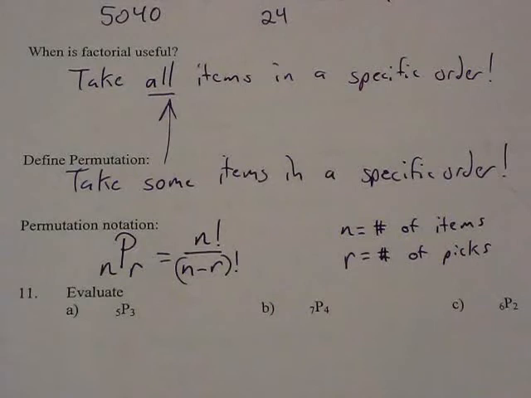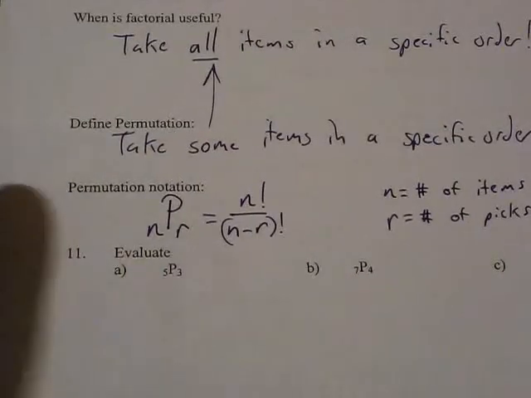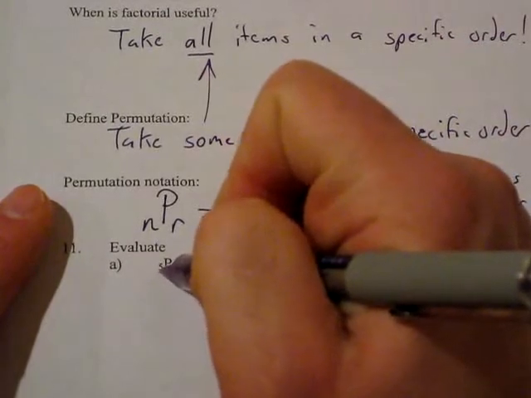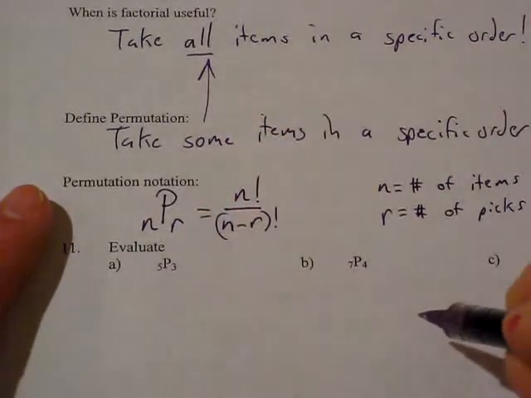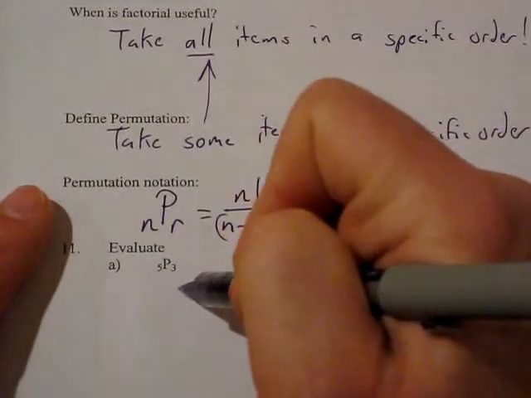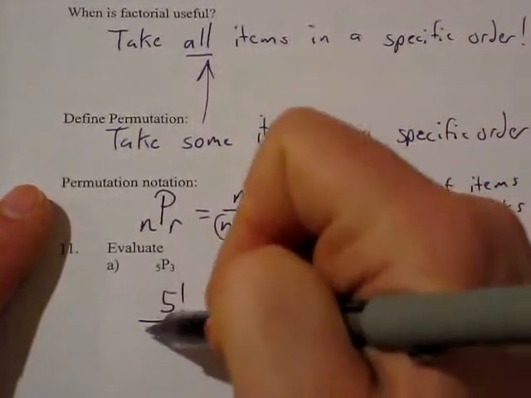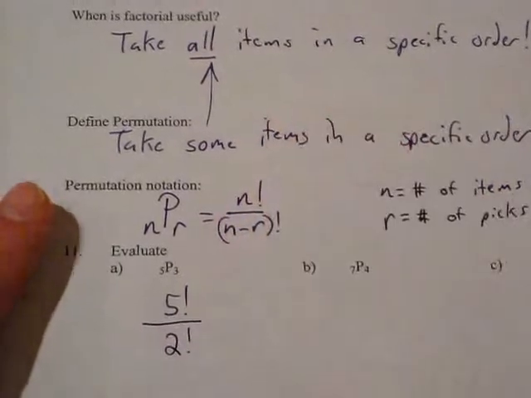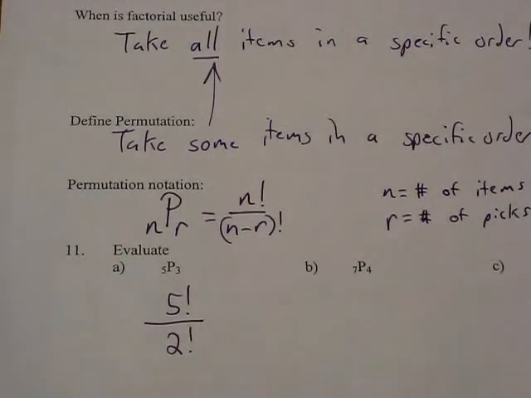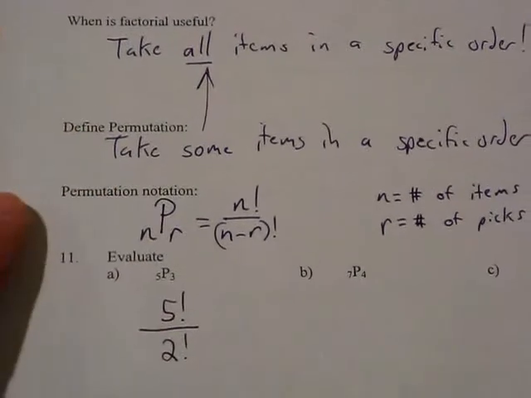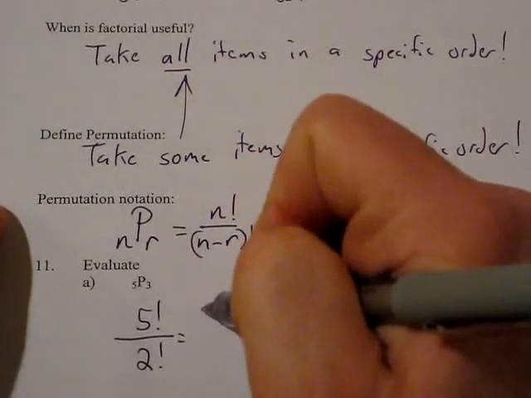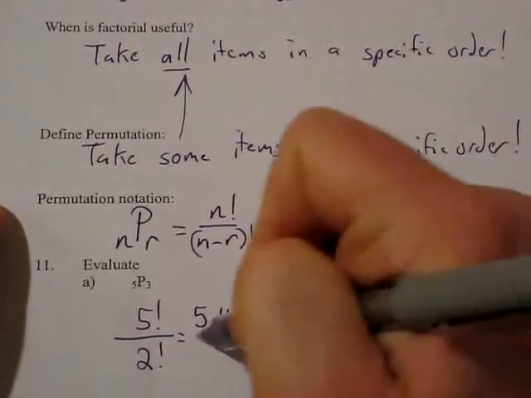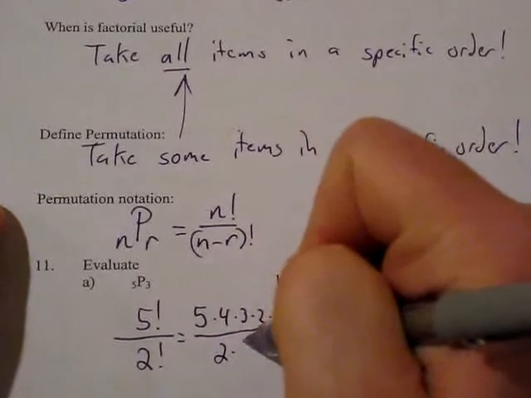Now, to show you that by hand, let's take a look at this one here. This is going to be having 5 objects and choosing 3 in a specific order. So the numerator is 5 factorial, and the denominator is 5 minus 3 factorial, or 2 factorial. Now what's a fun way to compute this, and I'll show you this, you can actually type this out. You can go 5 times 4 times 3 times 2 times 1, and the denominator is 2 times 1.